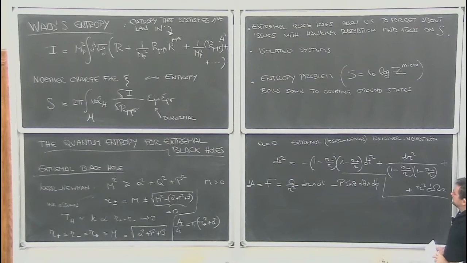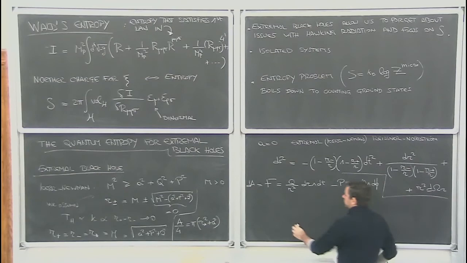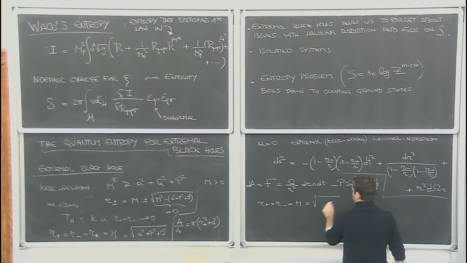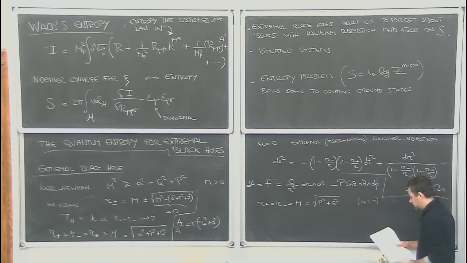If we take the extremality limit, you just plug R minus equal R plus here. I don't even need to write it. So you just plug this condition: R plus equal R minus equal M equal square root of P squared plus Q squared, because a is zero. Recall that a is zero now. Now, suppose we do that.